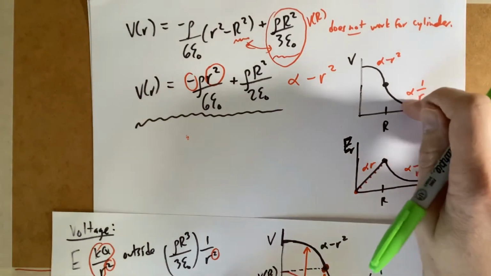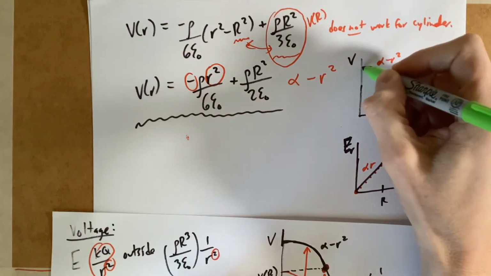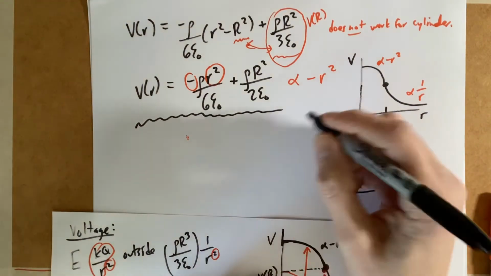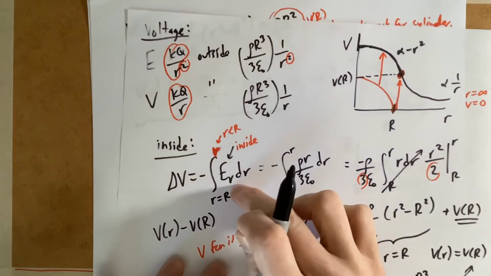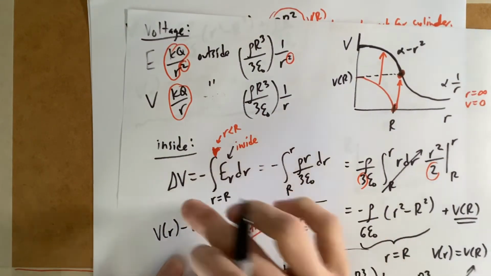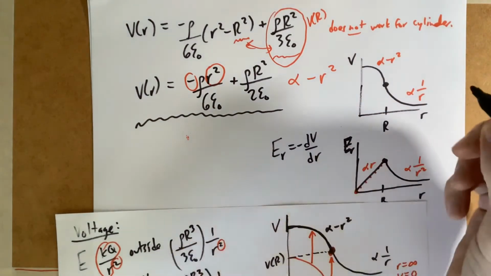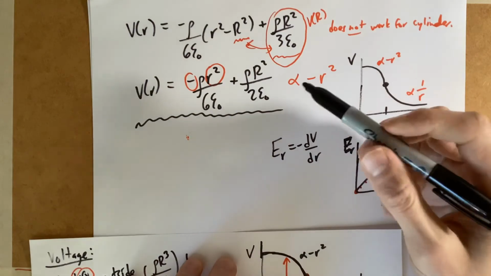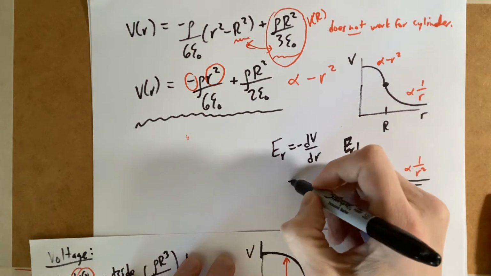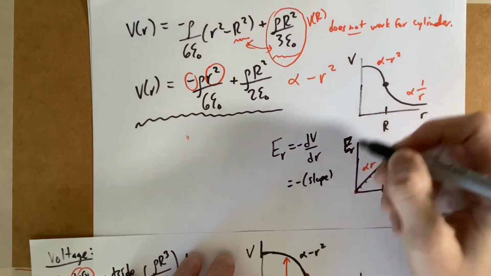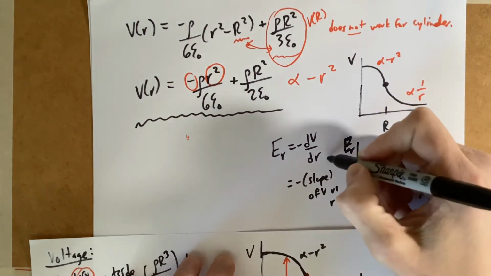This, in that context, makes sense as well. Remember that, since I integrated the field to get voltage, it's always worth going back and remembering that the opposite is true as well. The electric field is negative dV dr, which means it's the negative of the slope of this voltage graph, the slope of V versus R. So we go back here.